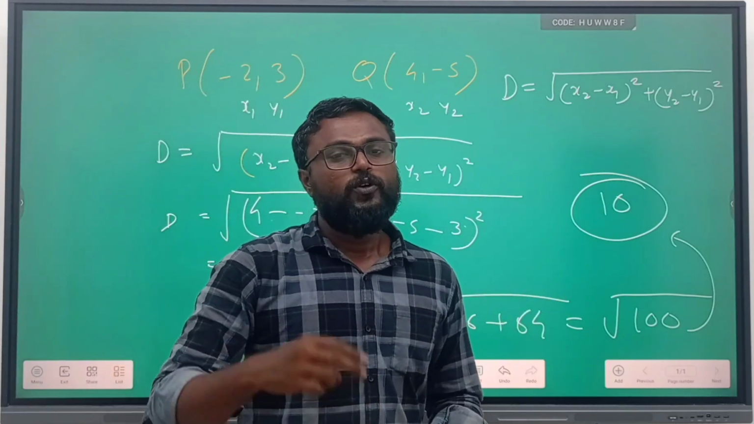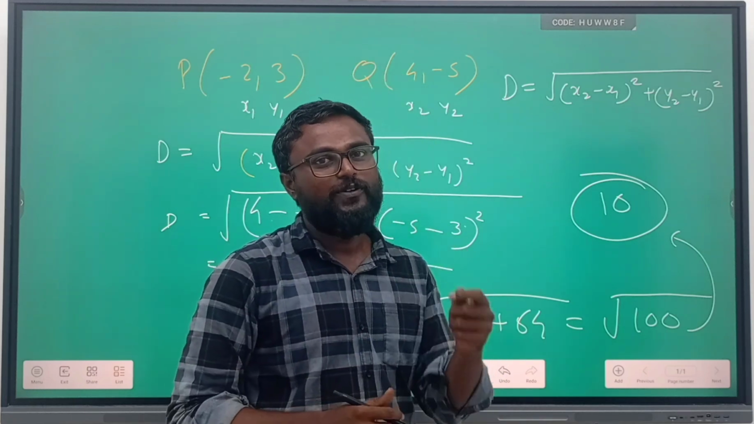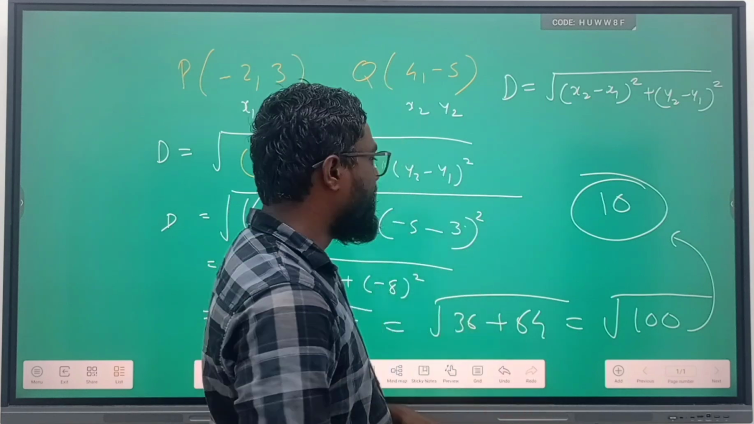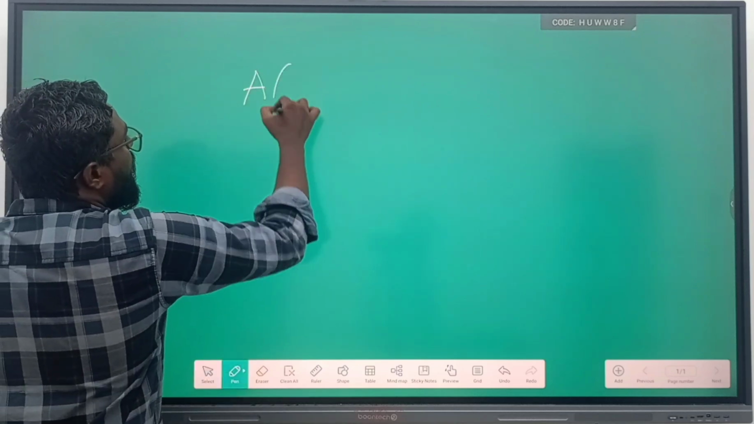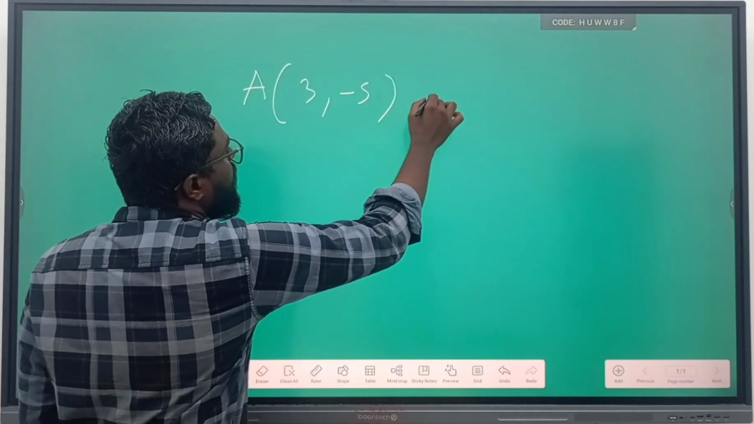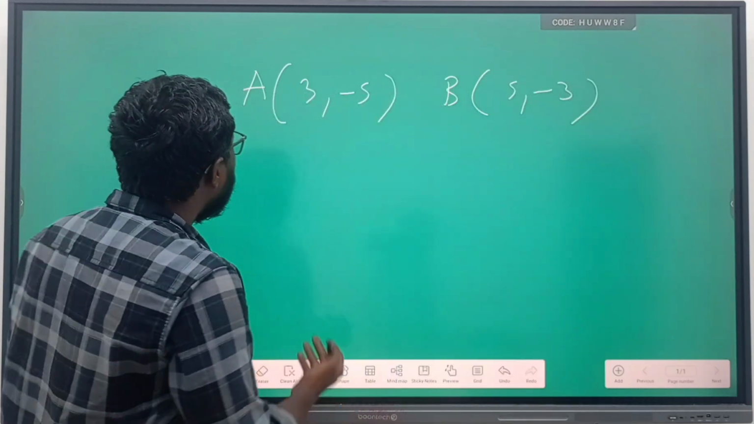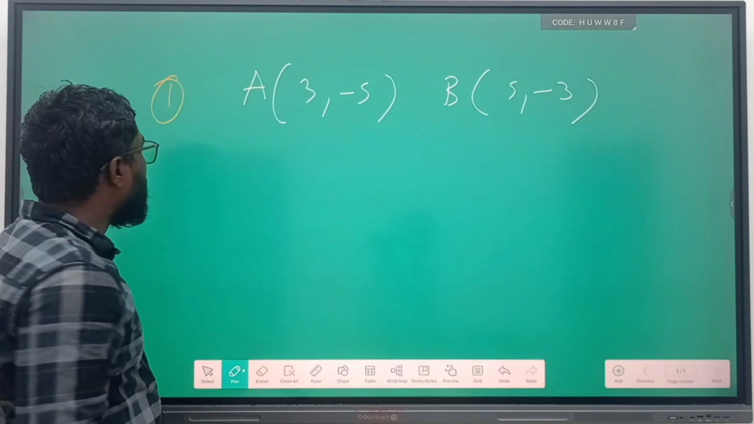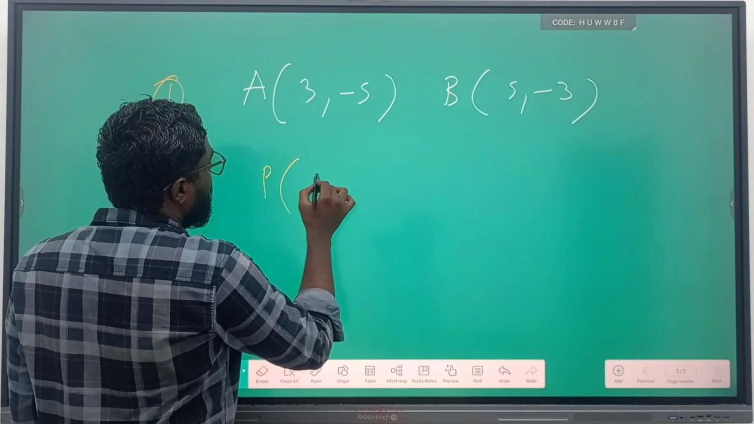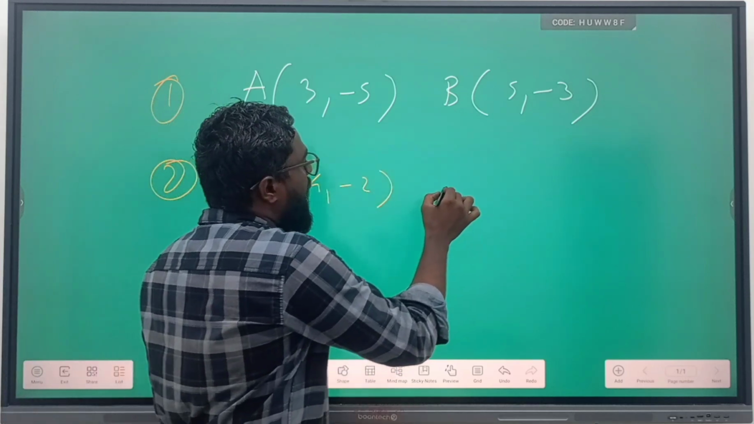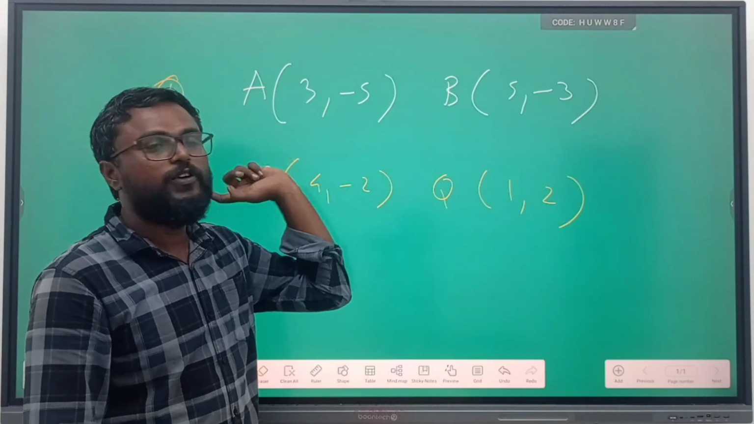Now I am going to give you one or two questions to solve so that you can practice after the video is done. Please send me the answer in the comment box. So here are your points, guys. Point A is 3 comma negative 5. Point B is 5 comma negative. This was the first question. The second question is P, which is 4 comma negative 2, and Q, which is 1 comma. These are the two points you need to find the distance between.